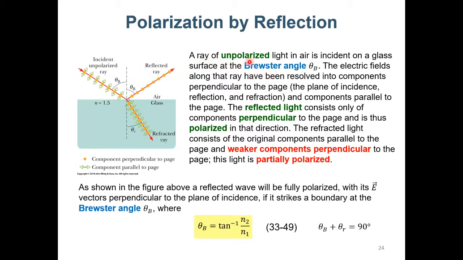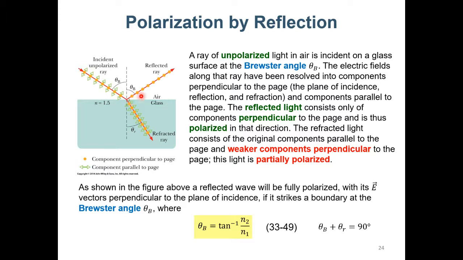So a ray of unpolarized light in the air is incident on a glass surface at the Brewster angle. The electric field along that ray has been resolved into a component perpendicular to the page and a component parallel to the page. So the yellow dot means it is perpendicular to the page, and the arrow means it is parallel to the page.